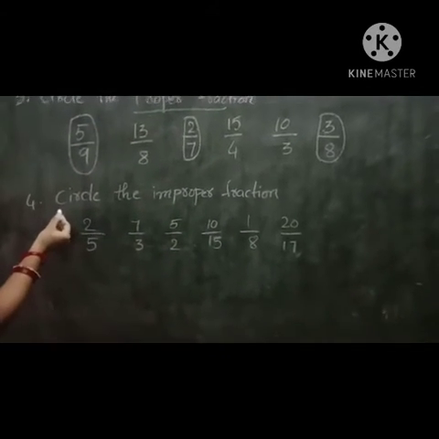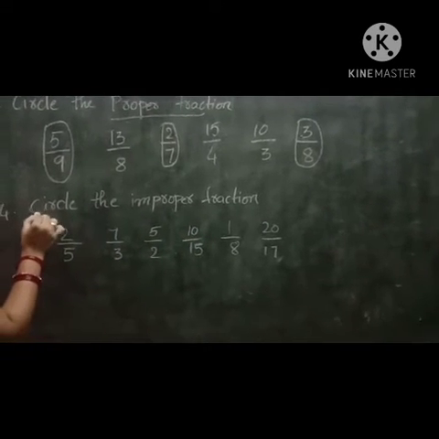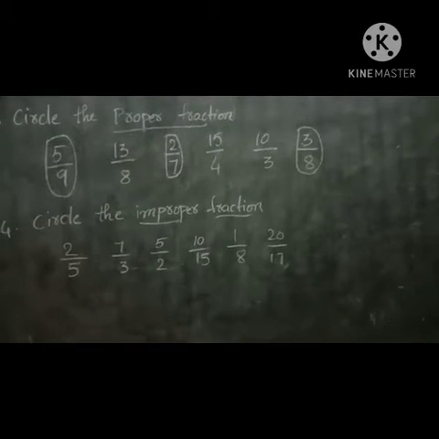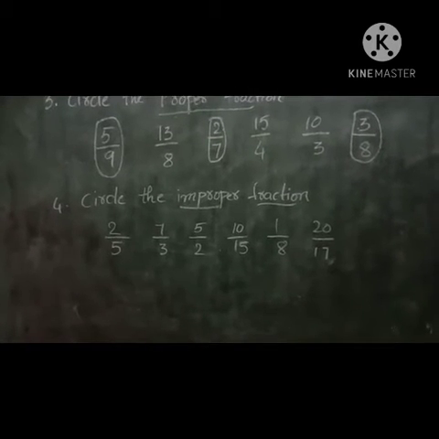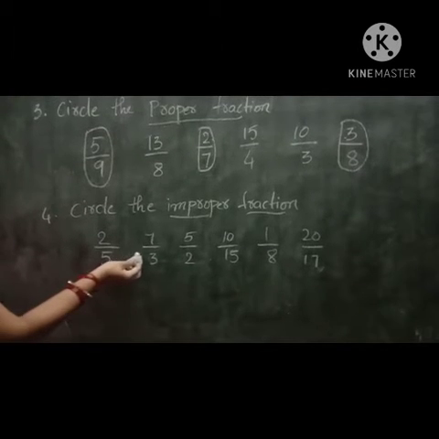Next, see fourth one. Circle the improper fraction. What we have to circle here? Improper fraction we have to circle. What is meant by improper fraction? Yes. A fraction in which the numerator is greater than the denominator. Numerator is greater than the denominator.